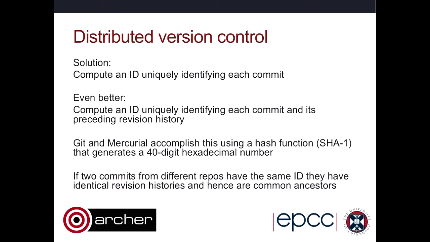The way that Git and Mercurial do this is by using a hash function to generate a 40-digit hexadecimal. Essentially, at each commit, they compute this ID based not only on the commit itself, but also on the past. It's a lot of technical detail that I'm sweeping under the carpet, but the point is that once you have these unique keys associated with each commit, then if two commits come from different repos and they have the same ID, you can be guaranteed that they have identical revision histories. Not only are they themselves identical, they also have identical revision histories. And hence, they are common ancestors.